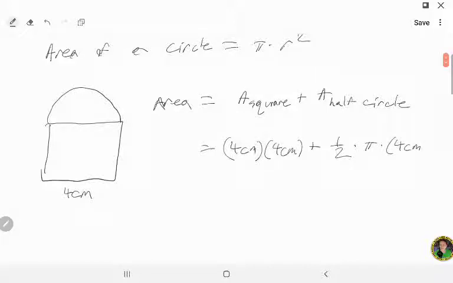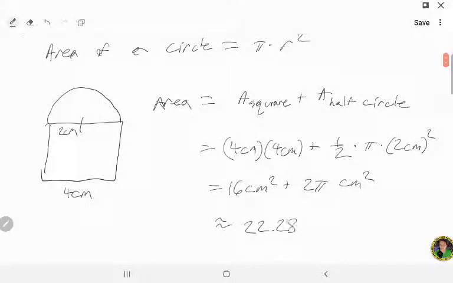We have to be careful. The radius, you notice that the diameter of the half circle is 4 centimeters. The radius is going to be 2 centimeters. So you have to be very careful about that. So we're going to get 1/2 times pi times 2 centimeters squared. And so we get 16 square centimeters plus, that'll end up being 2 times 2 is 4, 1/2 of 4 is 2, plus 2 pi square centimeters. 2 pi is going to be approximately 6.28. And so we'll get approximately 22.28 square centimeters.